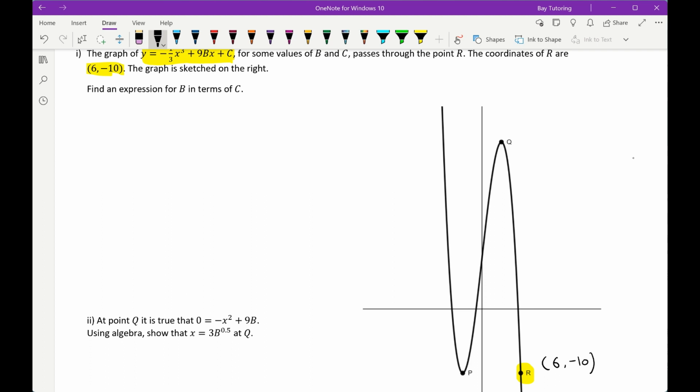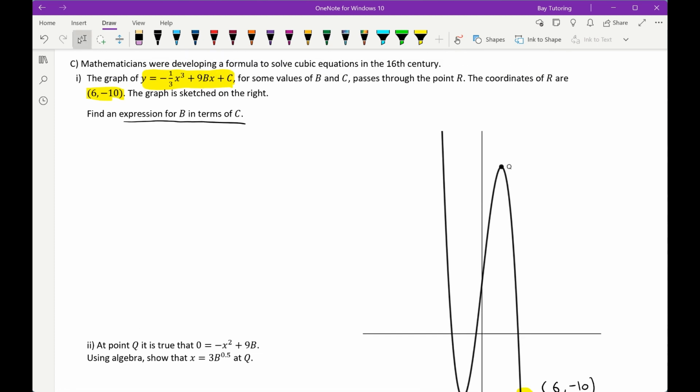An expression for b in terms of c means we need something like b equals something, something, something c, and then some other stuff. It just has to be b equals, and then there'll be c and other stuff on the other side. That's what our expression needs to look like. So using those coordinates, we can substitute that x and y value into the equation, which will leave b and c as the only letters remaining, which is what we want.